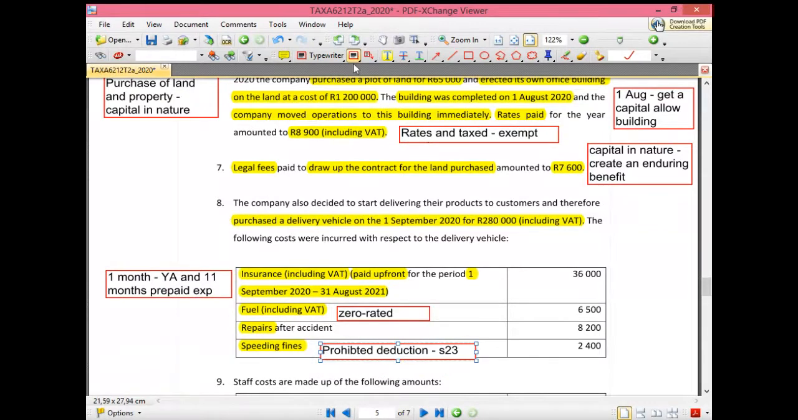What I did not write with the delivery vehicle, remember delivery vehicle's VAT is input that can be claimed. Okay, so that means when we work out the wear and tear deduction, we have to remove the VAT from that amount.